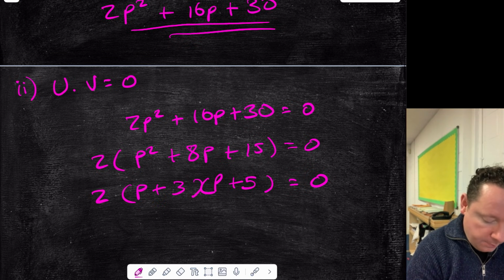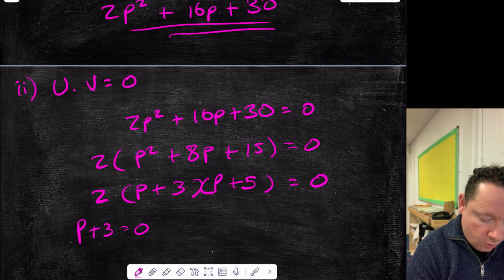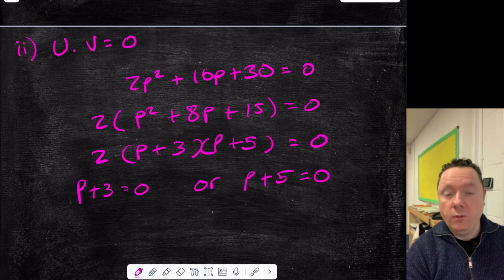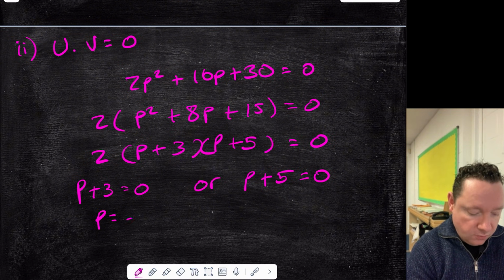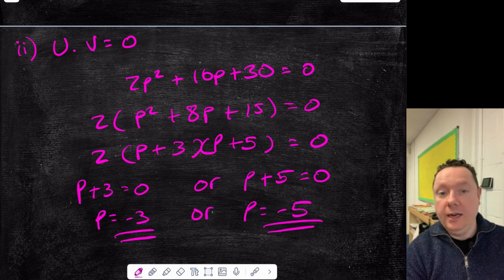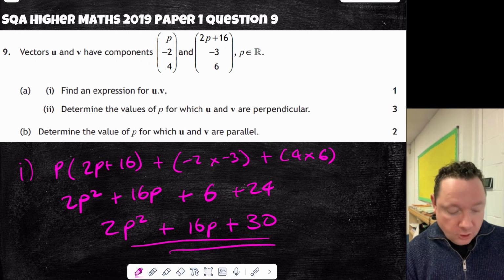So that means that p plus 3 equals 0 or p plus 5 equals 0. Solving both of the equations, we get p equals minus 3 or p equals minus 5. And we're done there. Part B says, determine the value of p for which u and v are parallel.